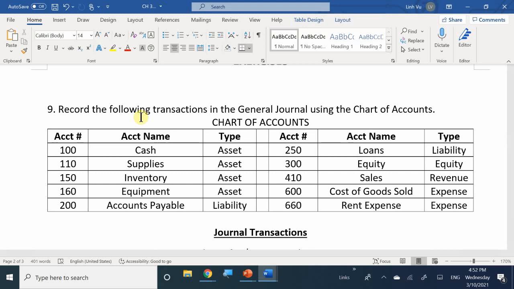So in order to do that, we need to utilize a cost of goods sold. Now, if we're increasing our cost of goods sold because we sold the items, we need to debit the account. Because our equal and opposite is, do we have that inventory anymore? No, we need to take it out of inventory. So we're going to credit my inventory because I no longer have the inventory item anymore. I sold it, it's gone. I need to subtract it out of my inventory. So in this case, inventory is 150. Cost of goods sold is 600.